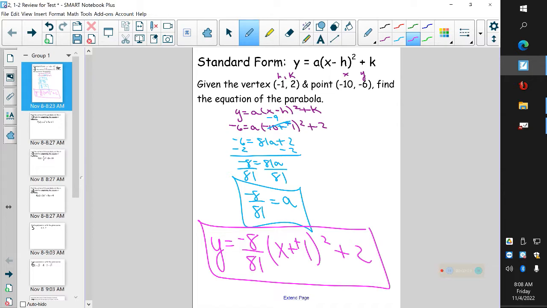Okay? That will be on the test. Questions? Wait. This is -8 divided by 81. I am taking and dividing both sides by 81. Yes. You good? Any other questions?